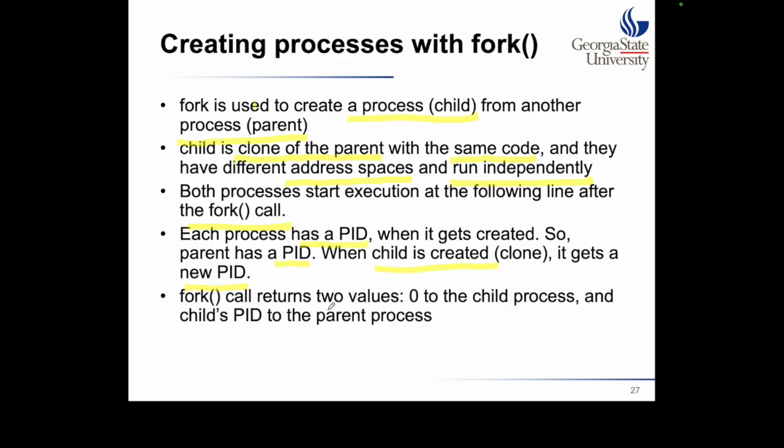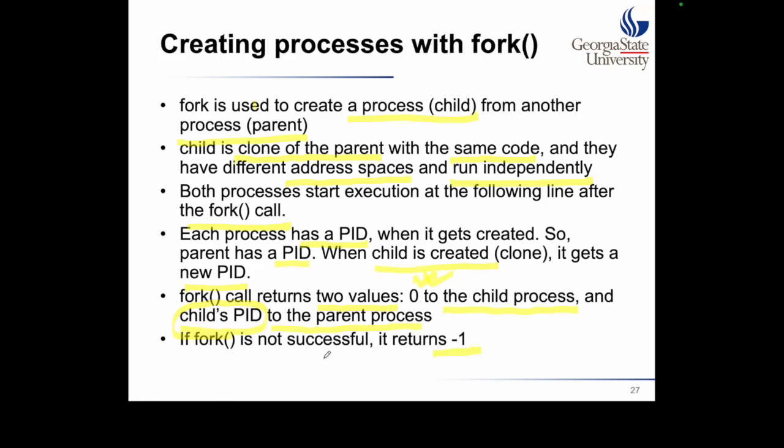Now the fork system call actually returns two values: one value to the child process and another value to the parent process. The parent receives the child's actual PID, but the child process itself only gets 0. And the fork system call might also fail. If the fork system call fails, then it will return a negative value.